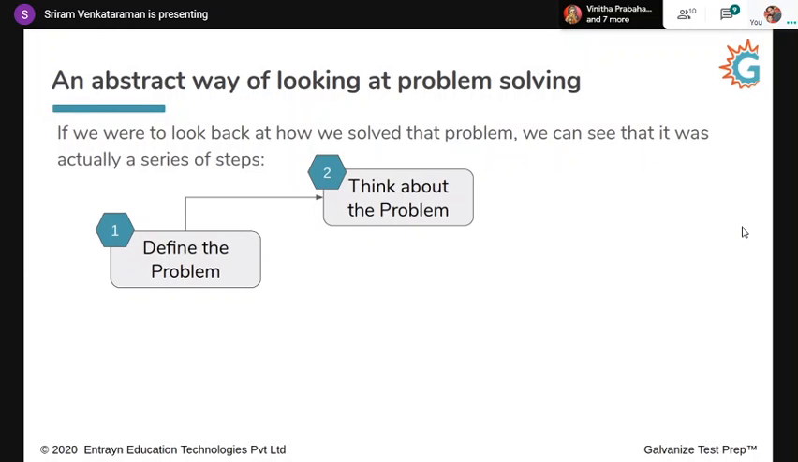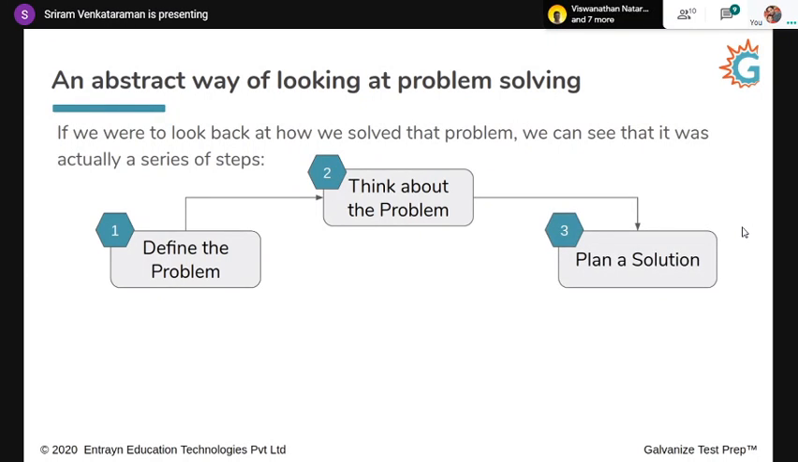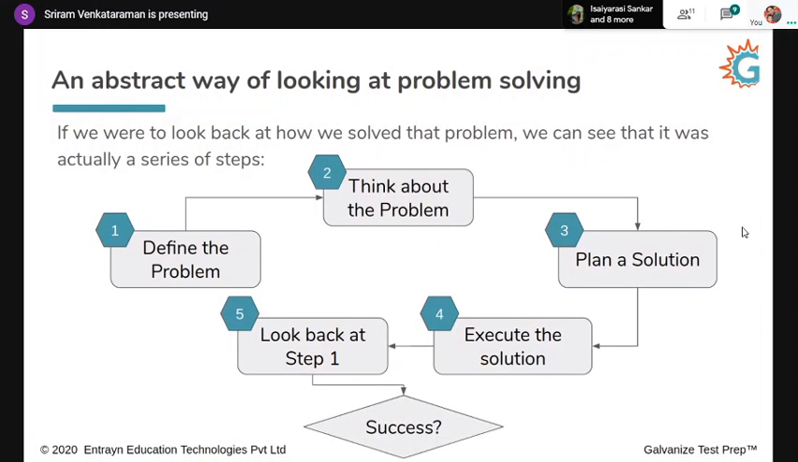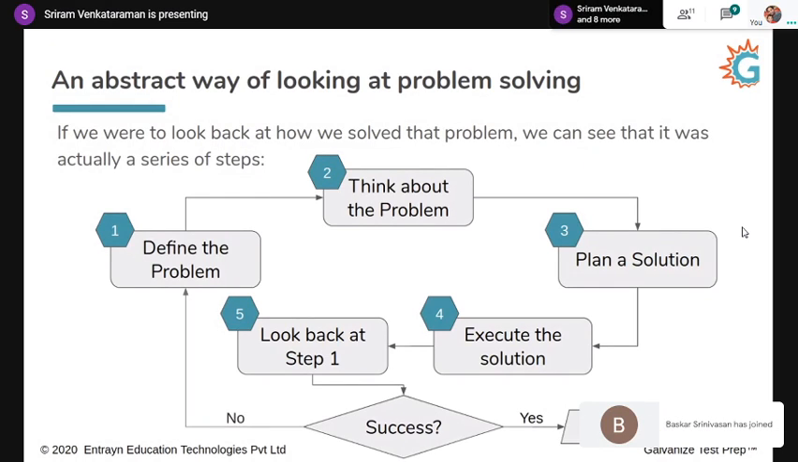Now, once I've thought about the problem, I'm going to try and plan a solution. I'm going to come up with a strategy. Once I've planned the solution, the next step is to execute the solution. Then I look back at step one to see if I have actually answered the problem. So I'm going to look back at the definition and see if my answer actually makes sense. If it is successful, then I'm done. If not, I might have to loop again to any of these steps.